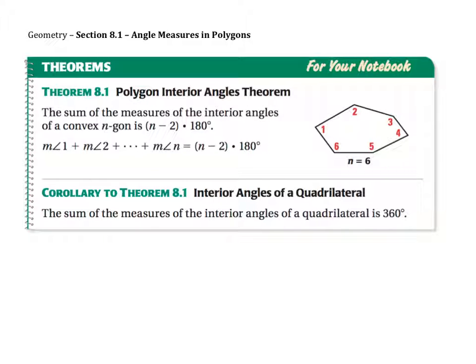Chapter 8 is all about quadrilaterals, or four-sided figures. But first, we will talk about polygons in general. So in section 8.1, we are going to talk about the angle measures in polygons. This section starts with a theorem.